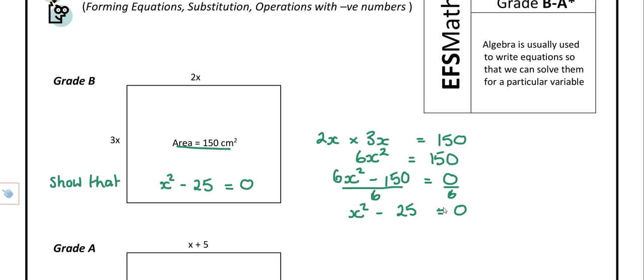Solve for x. What are the dimensions of the rectangle? So if I ask for the dimensions, I'm saying, well, what is 2x? What is 3x? And to do that, I need to know what x is.